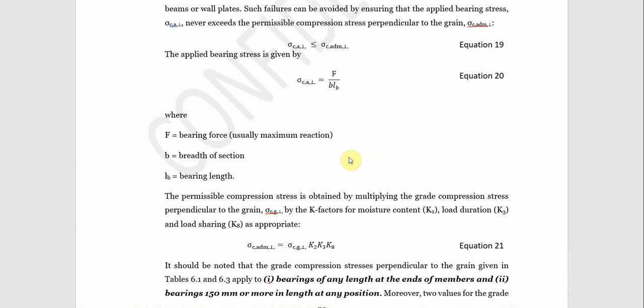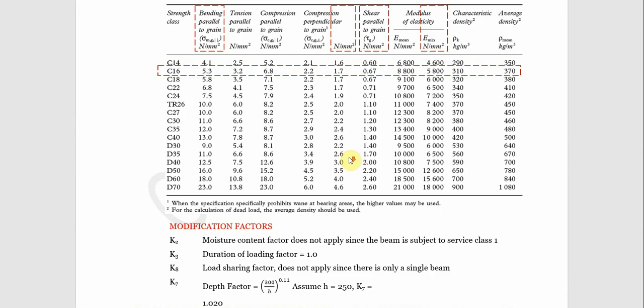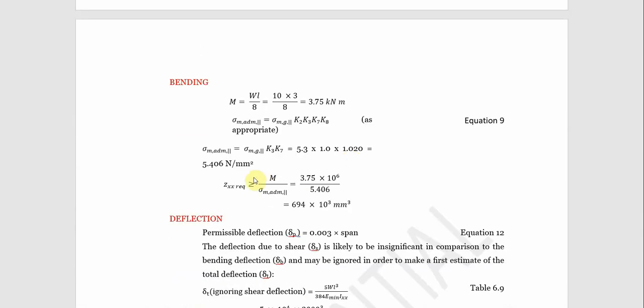So to incorporate this, we calculate our Z. This is our moment here, we put it here. Our sigma m, we put it here, which is 5.40. We have our Z to be this.